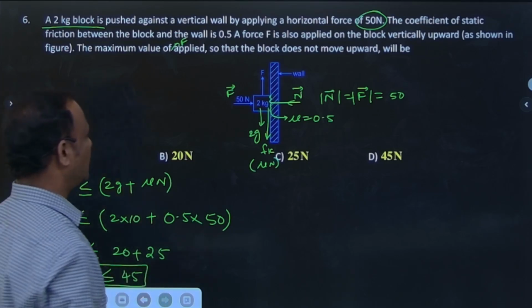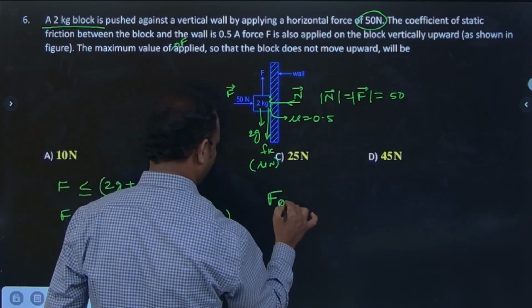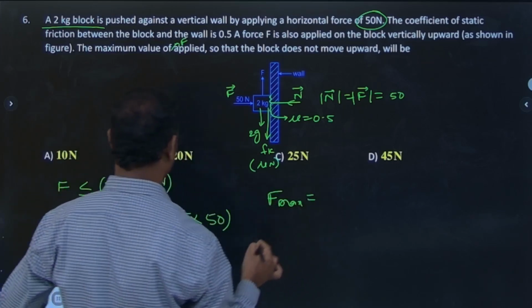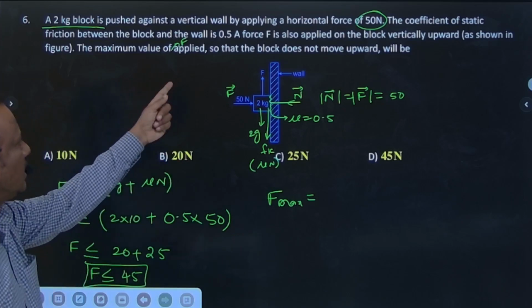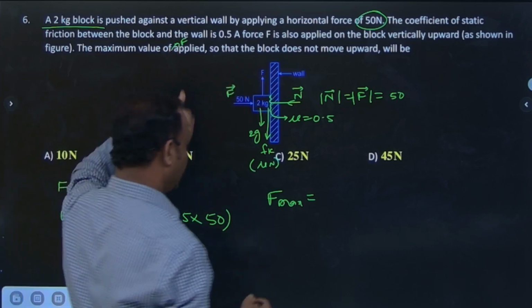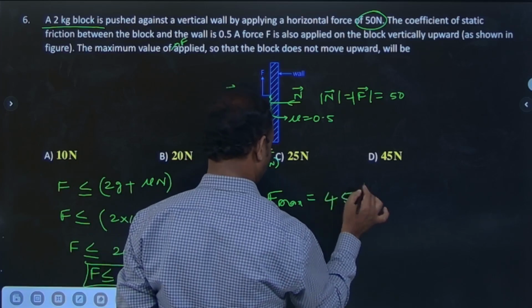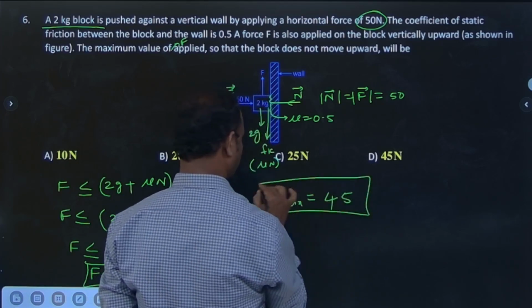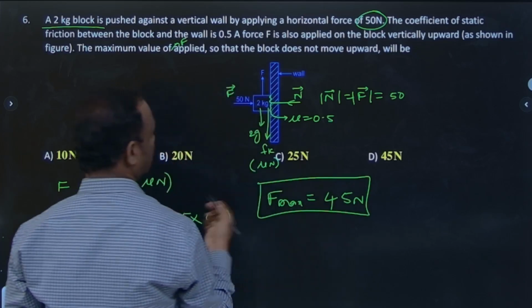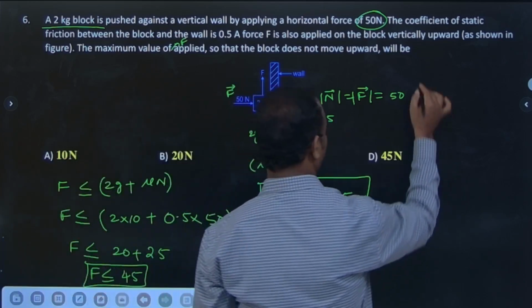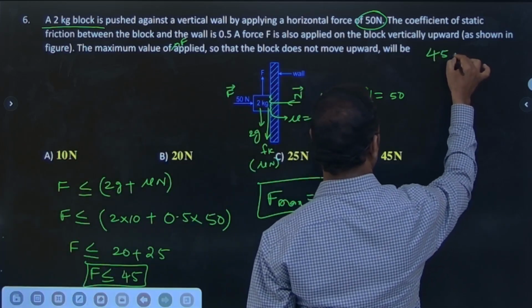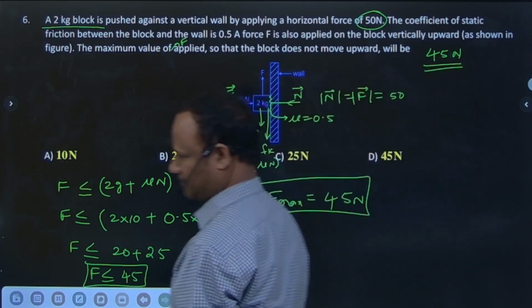F less than 45 means the maximum force to be applied is 45 Newton, so that the block does not move. So 45 Newton is your answer.